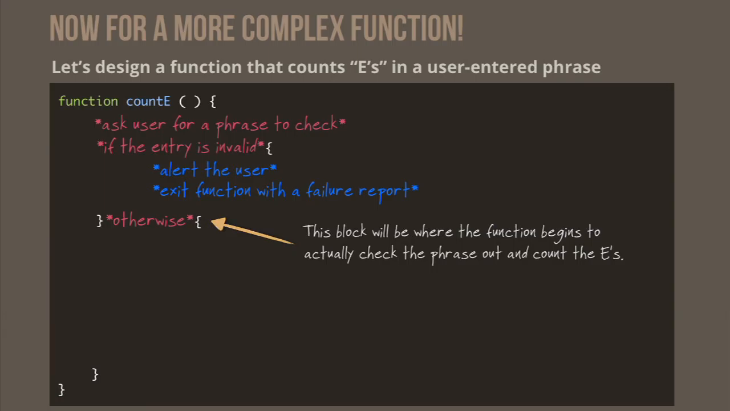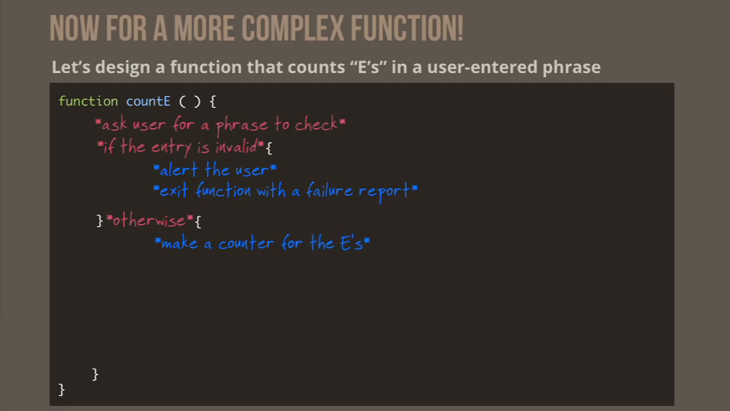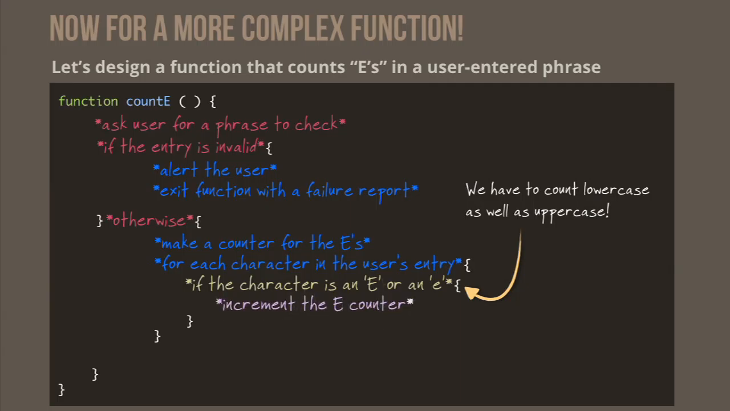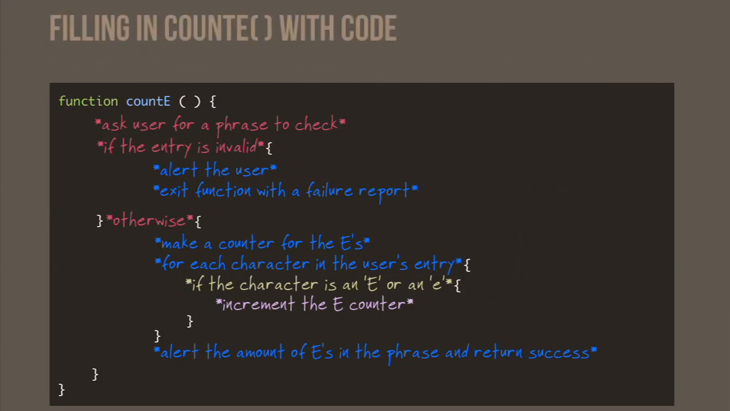The first thing we'll do is make a counter variable for the e's. Then we'll have a for loop that goes over each character in the user's entry. If that particular character is a capital E or an e, we will increment our e counter variable. Finally, we'll alert the amount of e's in the phrase and return a success from the function. Okay, so let's start coding.